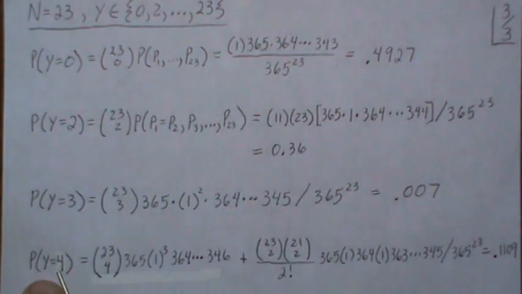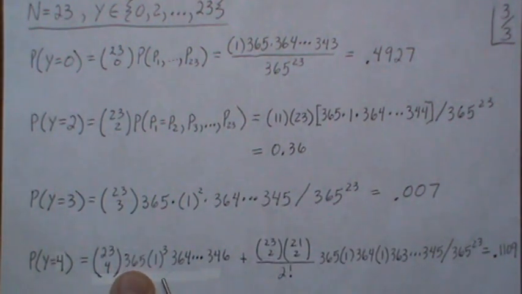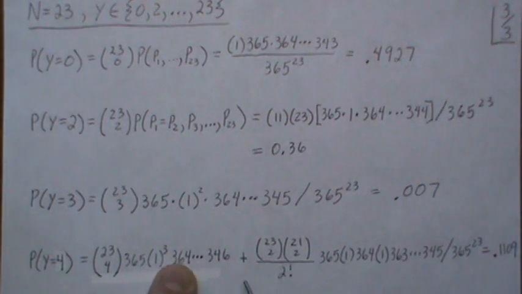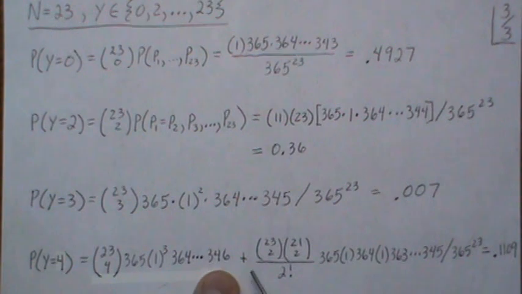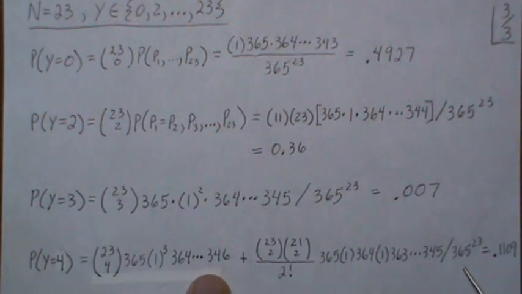So y equals 4. Remember, we can have 4 people with the same birthday, or we can have 2 of the same birthday and then 2 with another birthday but the same. So there's kind of 2 cases. So case 1 is, out of the 23 people, choose 4 that have the same birthday. So the first person, 365, the next 3 have to be that, so there's only one choice. And then the next 19 people have to have different birthdays, so it goes down to 343. And now all of this is divided by 365 raised to the 23rd.